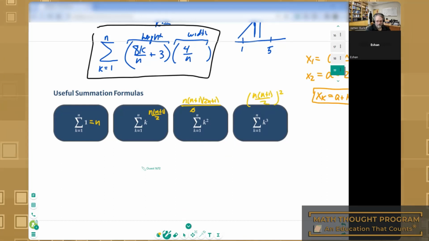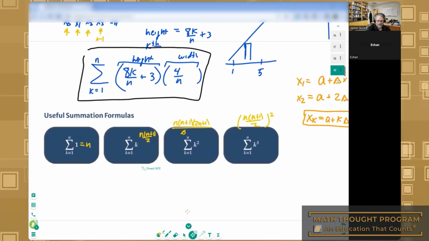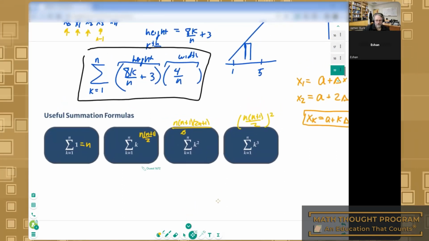Is this going to be on the AP test without formulas? It's good to know the formulas.